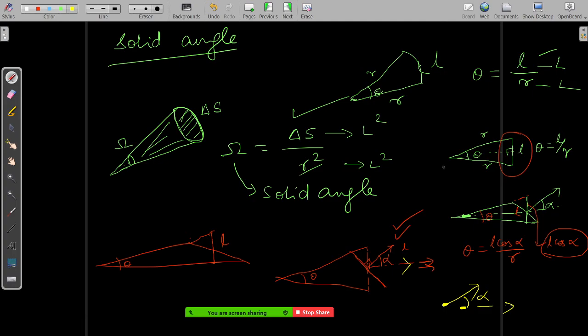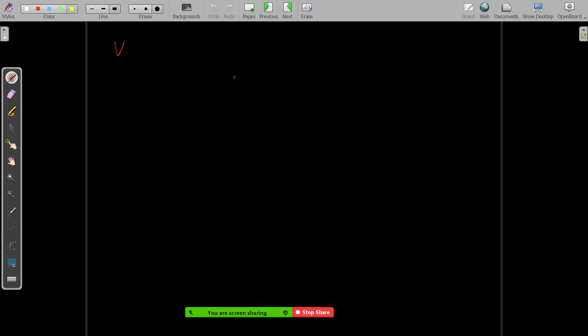Similarly, here what you will get is, when it is not properly perpendicular, then you are going to get this initial angle theta equals L cos alpha by R. Similarly, you can say that let's say the surface itself is not making a perpendicular angle properly.